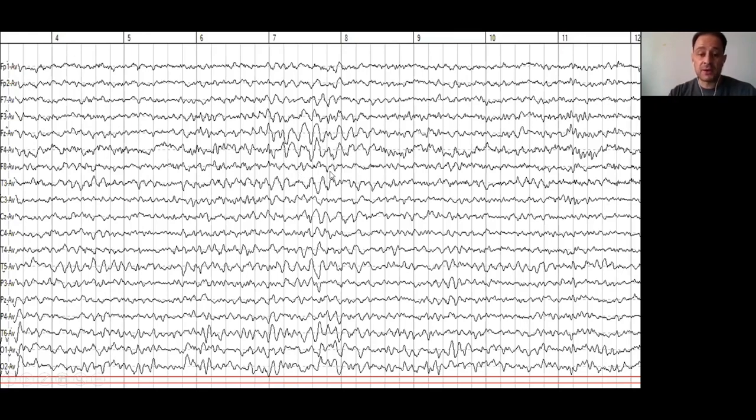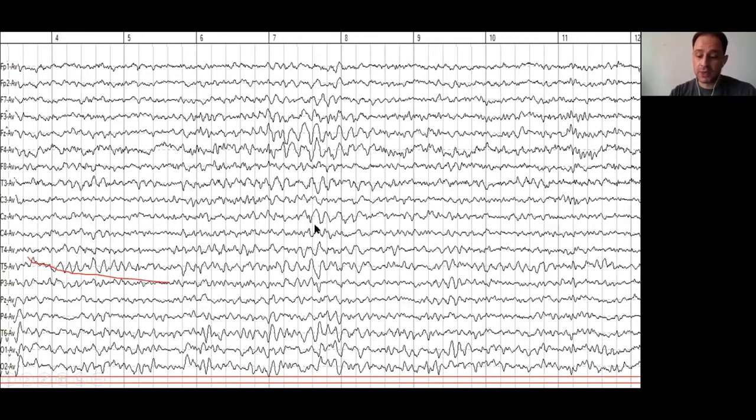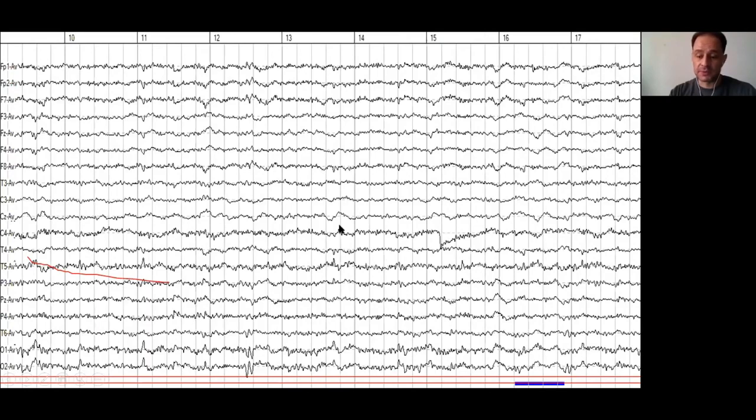Now here you have faster brainwaves because they're smaller, and look how fast they go. So this is high amplitude, low frequency brainwaves, and this is low amplitude, fast frequency brainwaves.